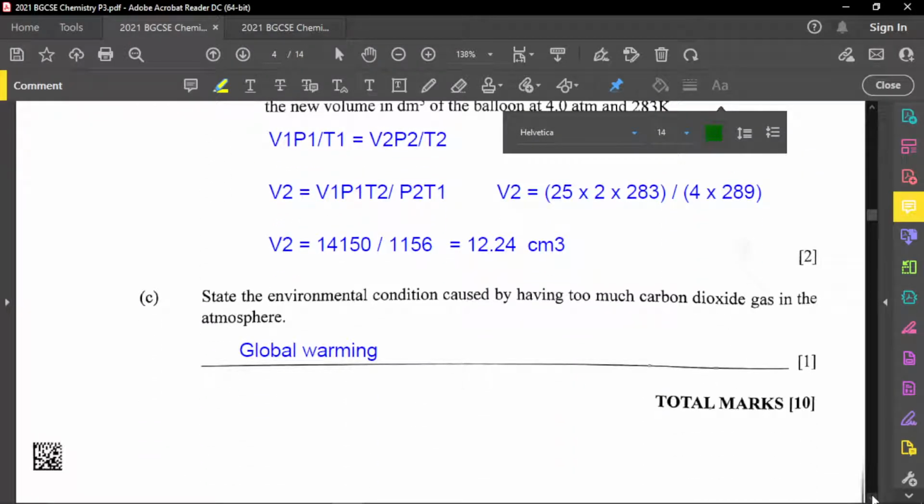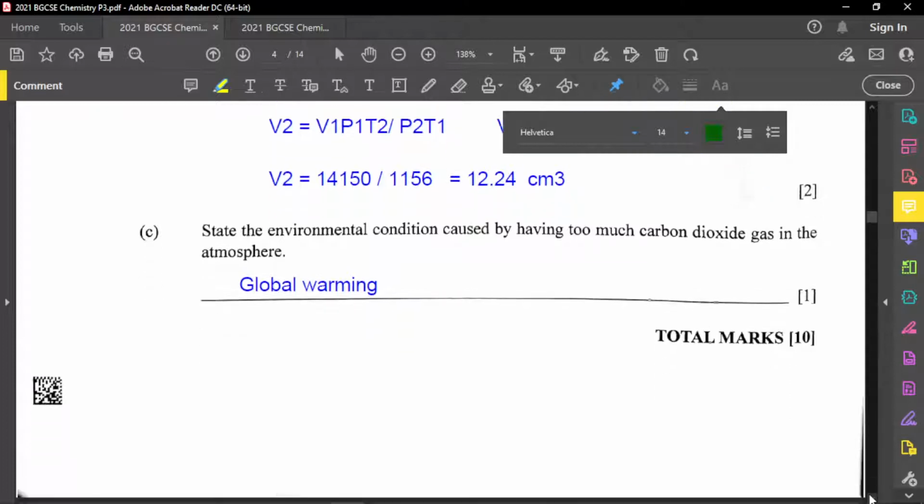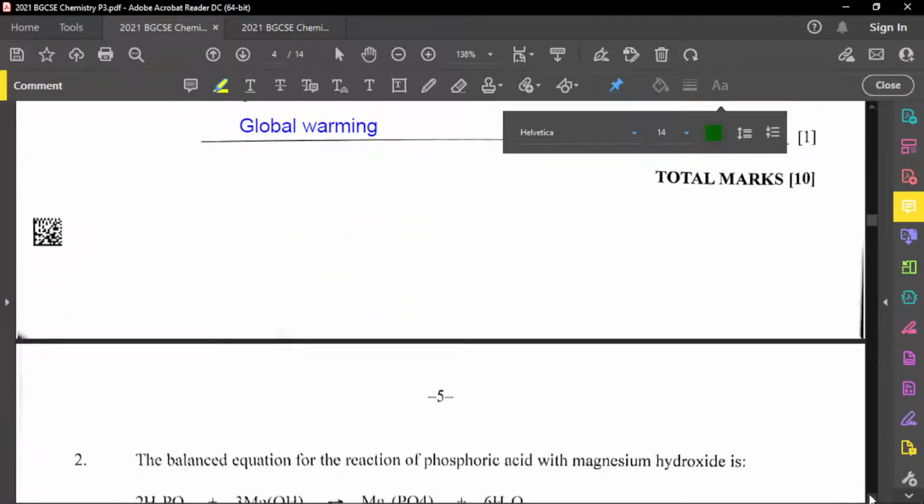Now for part C, the environmental condition caused by having too much carbon dioxide gas in the atmosphere is called global warming. All right, and that's a common question that most of you remember.